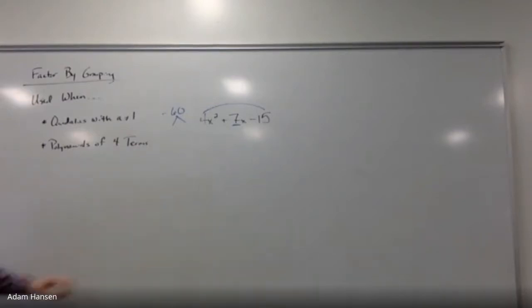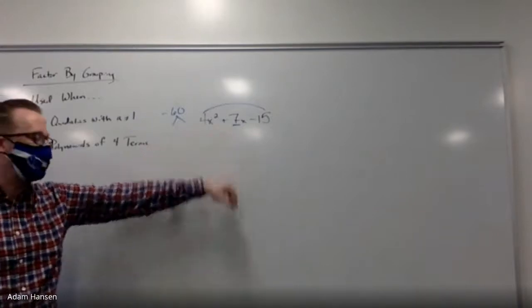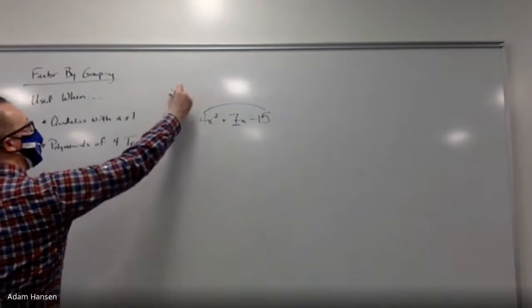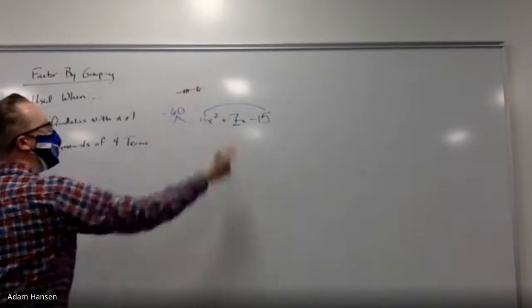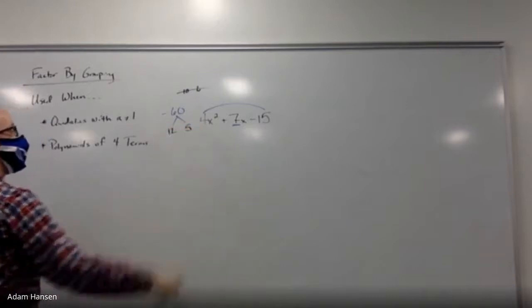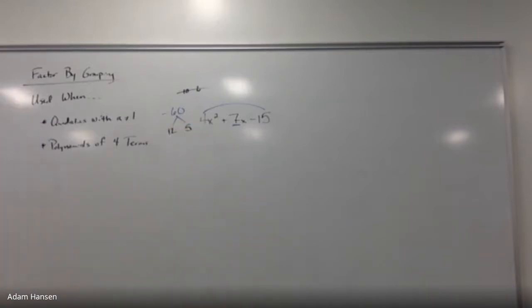10 and 6. They've got to add up to 7 though. 12 and 5. 10 and 6 was a good guess, but there's no way to add up to 7. We heard 12 and 5. You've got to have one of them negative though. 12 and 5 could work.